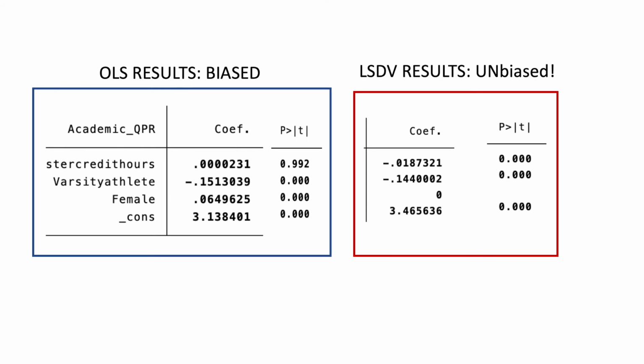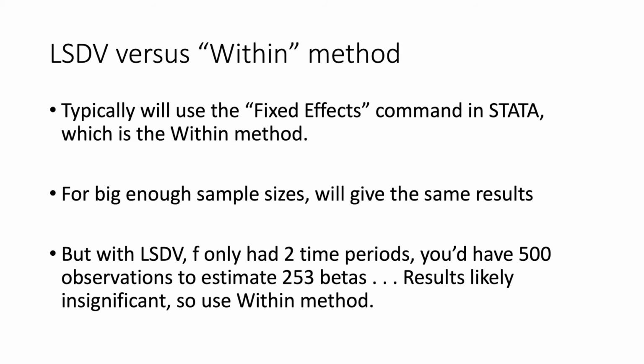So what you can conclude from the OLS results is that the coefficient in particular on semester credit hours was biased because we did not control for the unobserved heterogeneity. We can conclude now with the LSDV results, the least squares dummy variable results, using the areg command, that these results are unbiased.